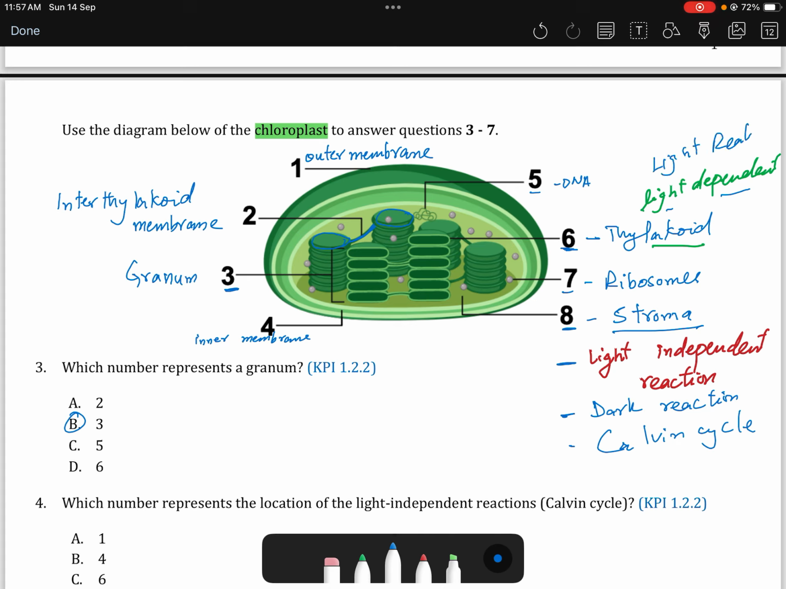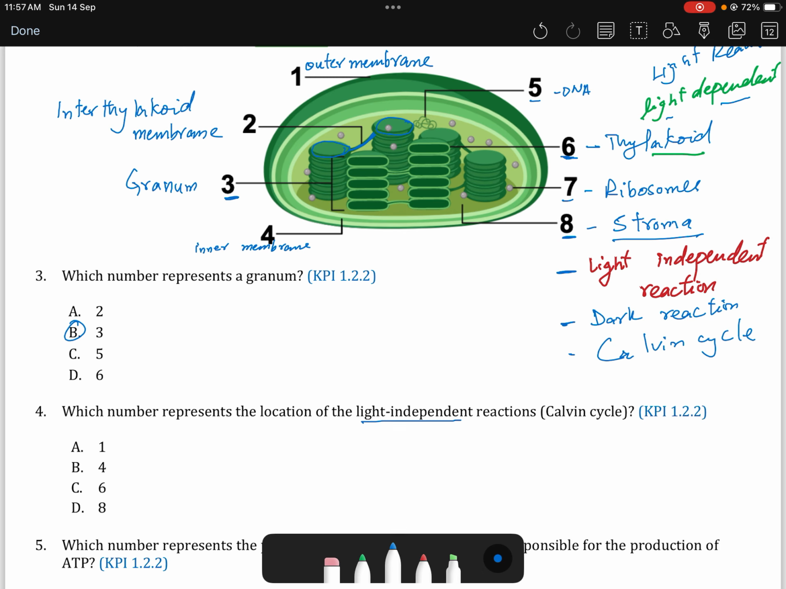Basically, why do we call it a light reaction? Because this only takes place in the presence of light, but the light independent reaction takes place whether the light is present or not. So where does the light independent reaction take place? Now we know that it is number 8.